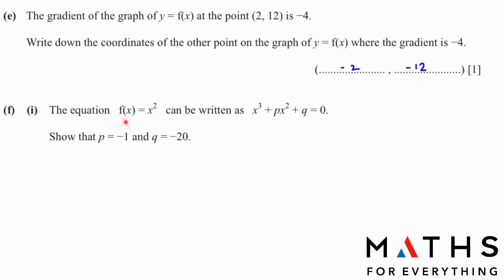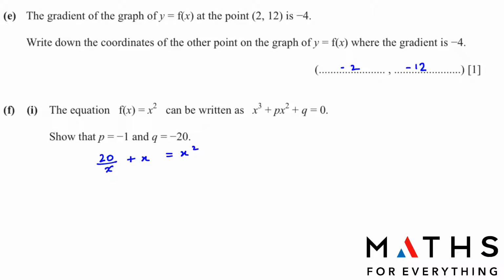F1. The equation f of x is equal to x squared can be written as x cubed plus bx squared plus q is equal to 0. We have to show that b is negative 1 and q is negative 20. Our f of x is 20 over x plus x. Make it equal to x squared.